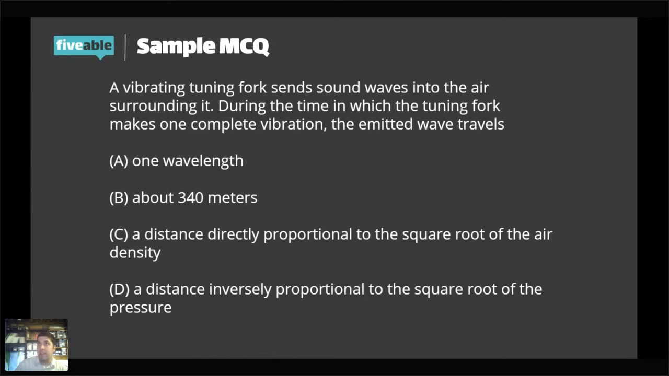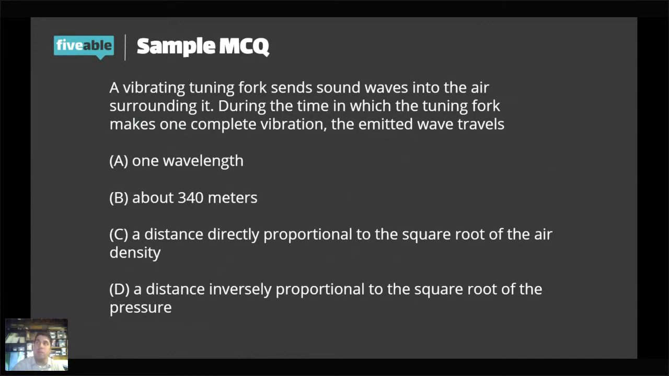All right, and the last one. A vibrating tuning fork sends sound waves into the air surrounding it. So a tuning fork, if you don't know, is basically a musical instrument used for making sure it's on the right pitch. It's a piece of metal, you hit it, and it rings at a certain frequency. So a tuning fork sends sound waves into the air surrounding it.